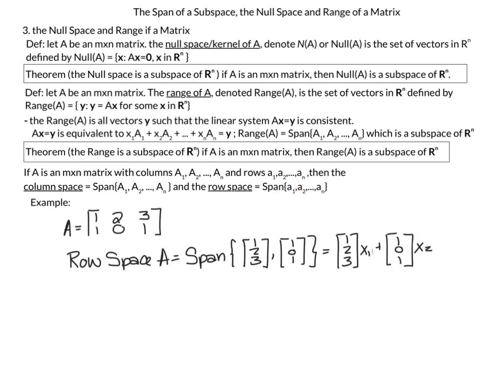So for example, here, if I have my matrix A, then my row space is the span of treating the first row as a vector now, 1, 2, 3, and this row here, 1, 0, 1, as another vector. So the span of my row space is equal to my 1, 2, 3 times some scalar, x1, plus my 1, 0, 1 vector times some scalar, x2.